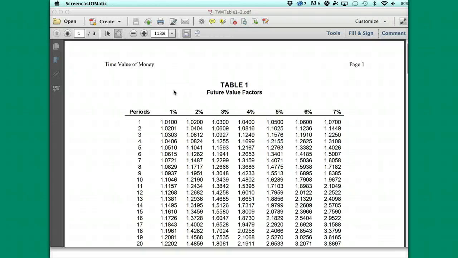Okay, hello. This is the second video here of time value of money, and this one is going to be about future value of a lump sum. So you can tell I have that particular table here, future value of a lump sum.